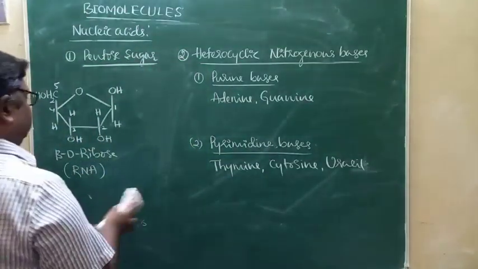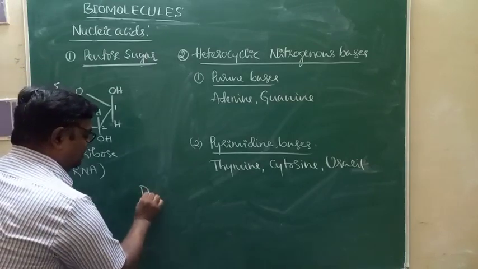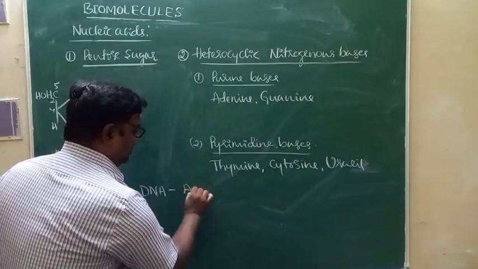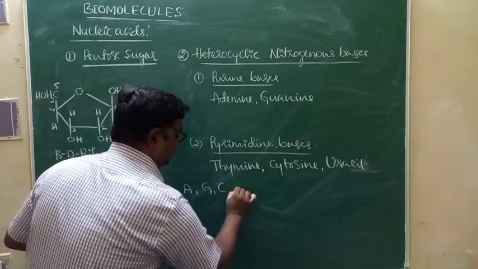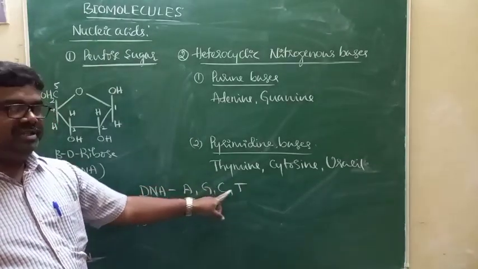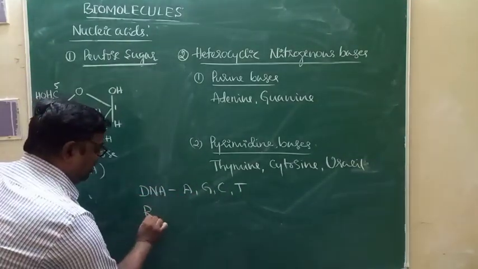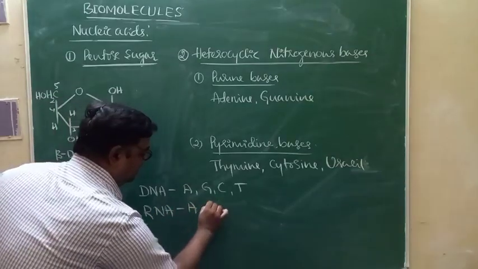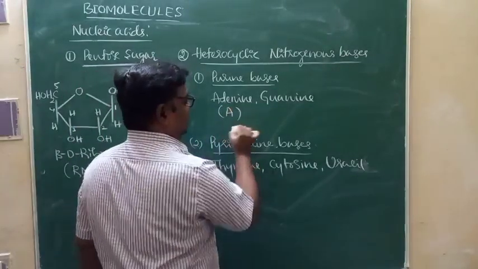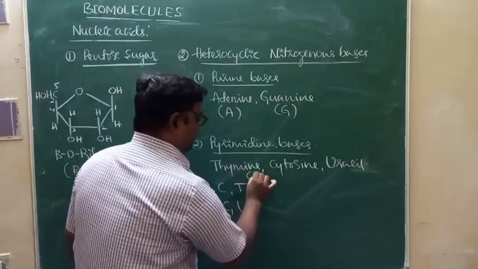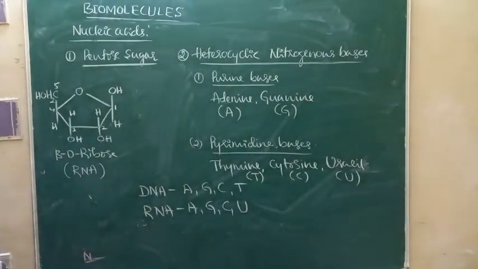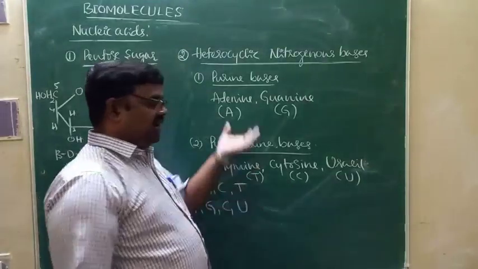As far as DNA is concerned, the nucleic acid DNA consists of adenine, guanine, cytosine, and thymine. These are the four nitrogenous bases present in DNA. And as far as RNA is concerned, RNA consists of adenine, guanine, cytosine and of course uracil. Adenine is abbreviated as A, guanine as G, thymine as T, cytosine as C and uracil as U. These are the abbreviations that we use to represent nitrogenous bases.